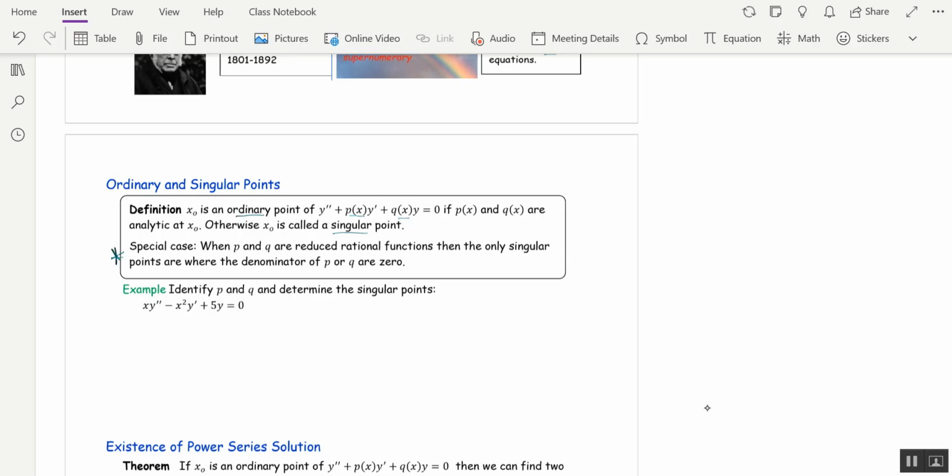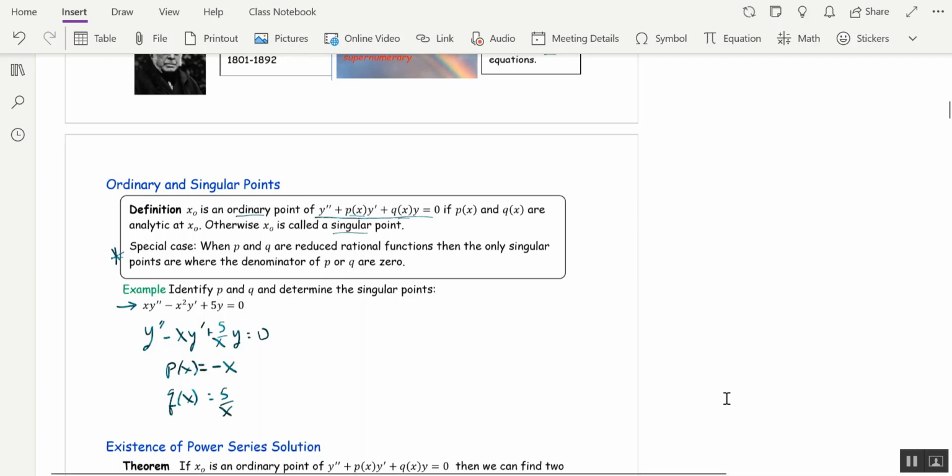So for example, if we're looking at this differential equation right here, in order to find the singular points, we need to get it into the form of a monic differential equation. So we need the coefficient of y double prime to be 1. So we're going to divide through by x and get y double prime minus x y prime plus 5 over x y equals 0. So my P of x is negative x. No problems there. That's fine. Q of x is 5 over x. We've got an issue there. We can't divide by 0. So we know we have one singular point at x equals 0.